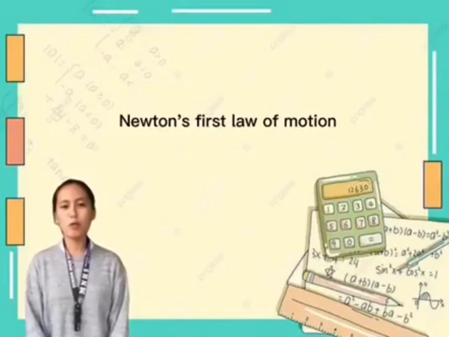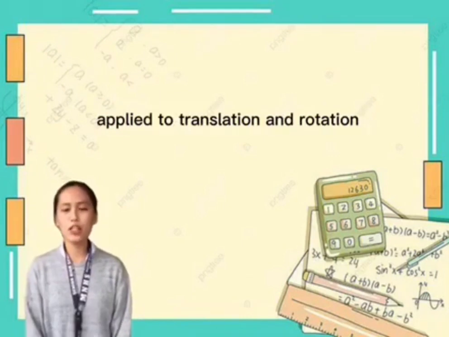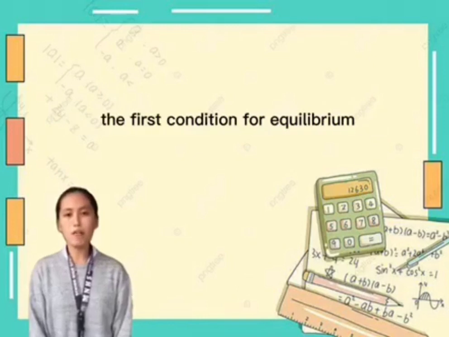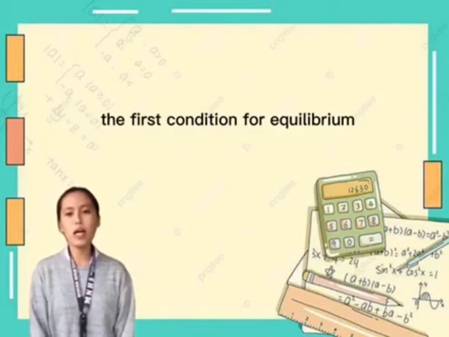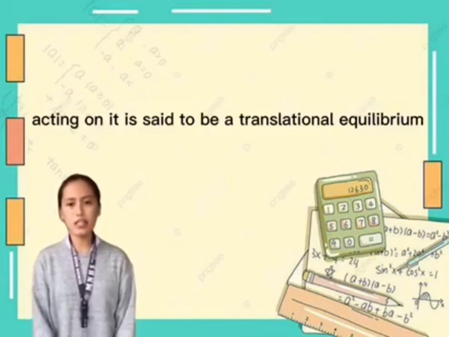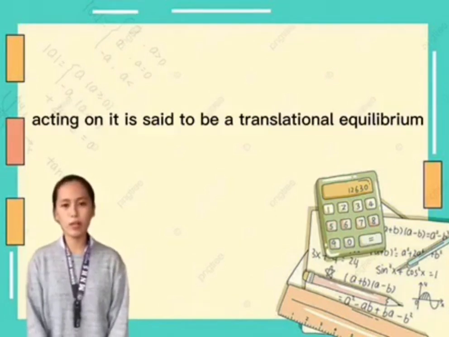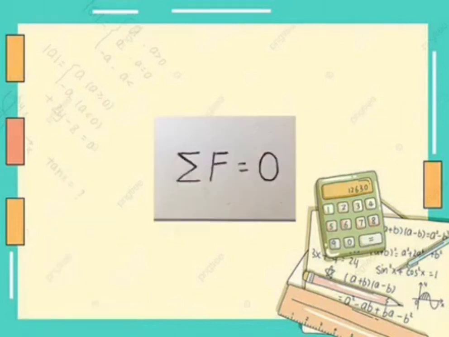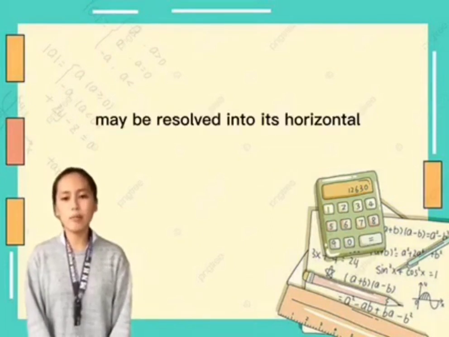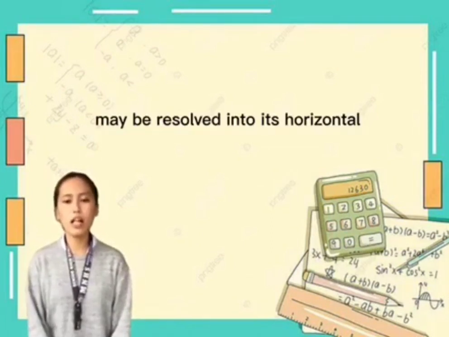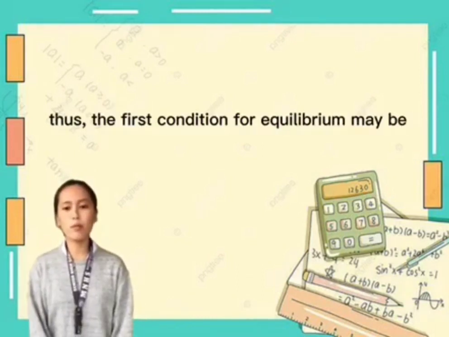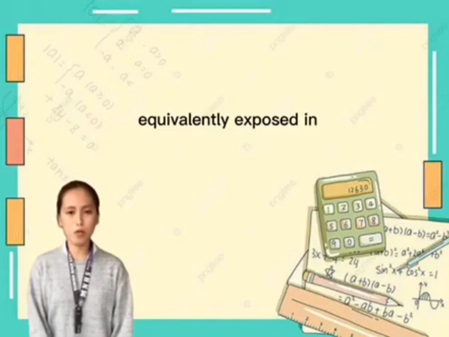Newton's first law of motion, applied to translation and rotation, gives the so-called conditions for equilibrium. The first condition for equilibrium states that an object that has no net force acting on it is said to be in translational equilibrium. In equation form, the net force is zero. Force being a vector quantity may be resolved into its horizontal and vertical components. Thus, the first condition for equilibrium may be equivalently expressed in component form.